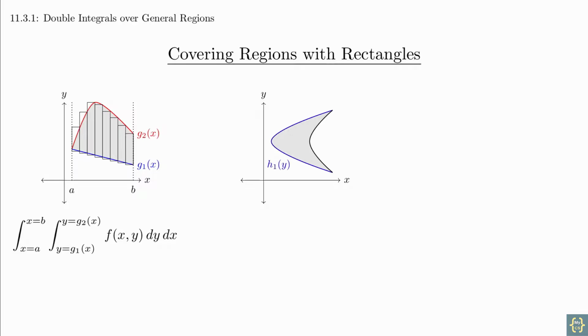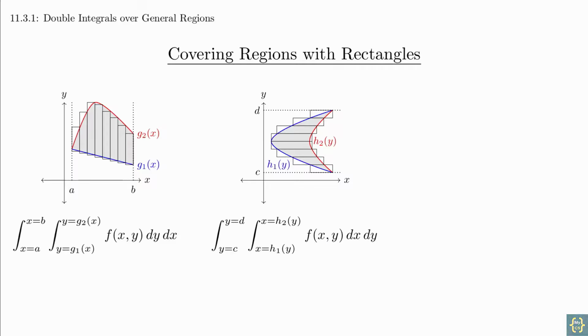The lower curve is on the left, and the upper curve is on the right. Notice that these are functions of y, and not functions of x. And the lower and upper constants are now in the y direction. We can see that the rectangles cover the region, and this gives us the setup for the integral. Notice that the order of integrals has been swapped to dx dy.